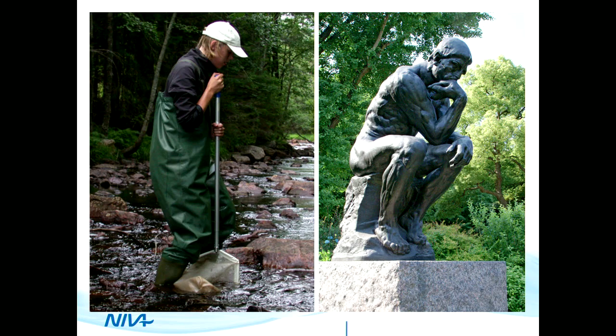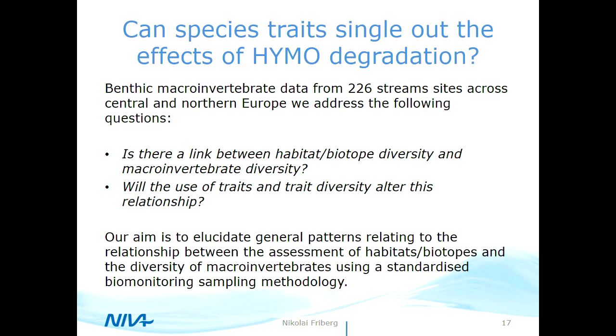I don't know if we really have thought, but I'll give some insights to the ideas. So what we did is that we took a very, very big data set, and this is quite preliminary analysis that was collected in an EU project, the STAR project. So we have 226 stream sites across Central and Northern Europe, all kick sampled at the same time, same methods.